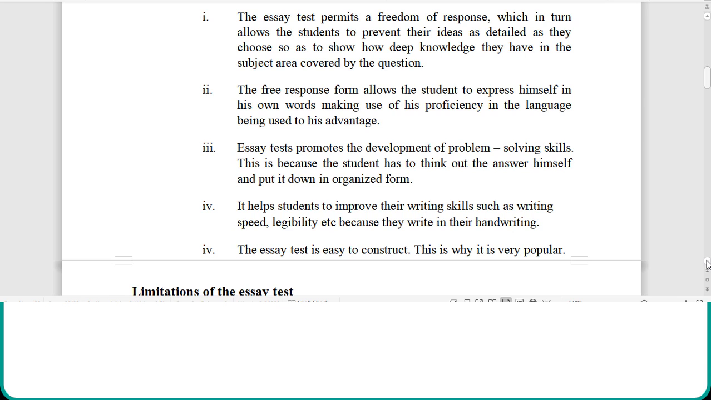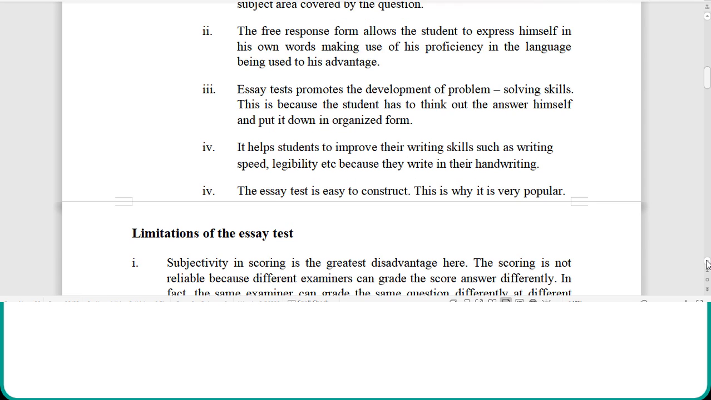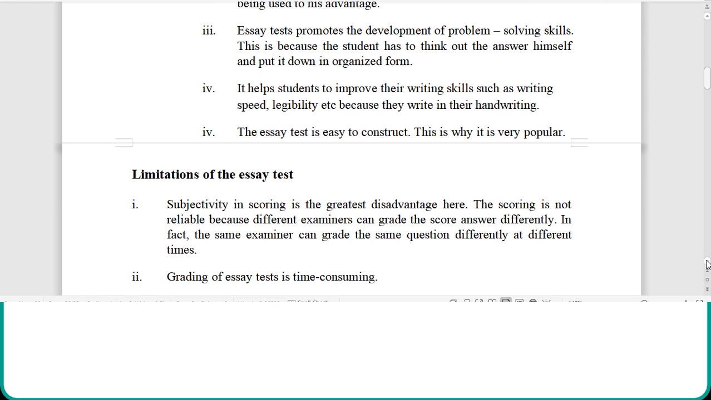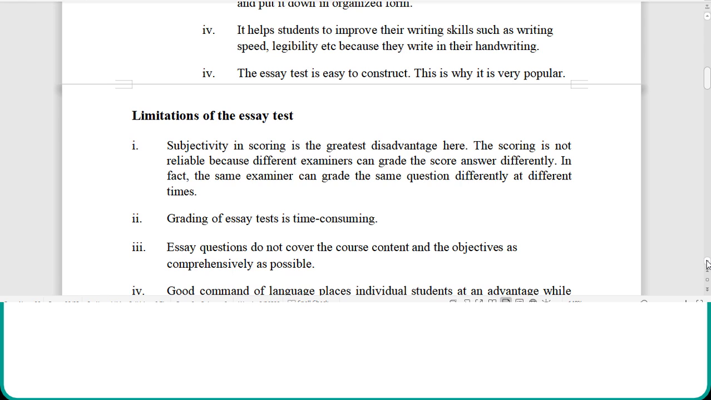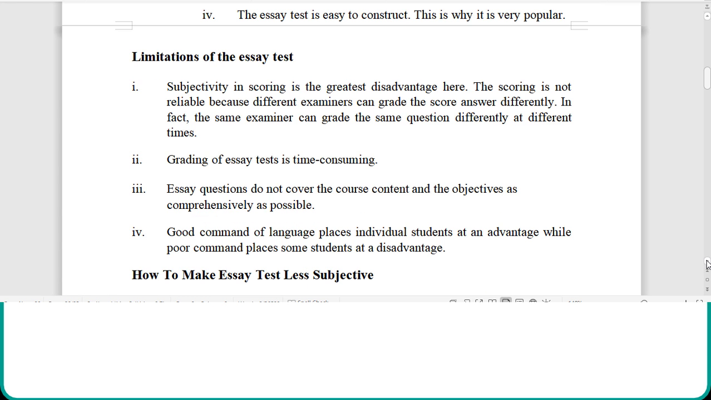It helps students to improve their writing skills such as writing speed, legibility, etc., because they write in their own handwriting. The essay type test is easy to construct, and this is why it is a very popular type of test. There are some limitations of the essay type test.